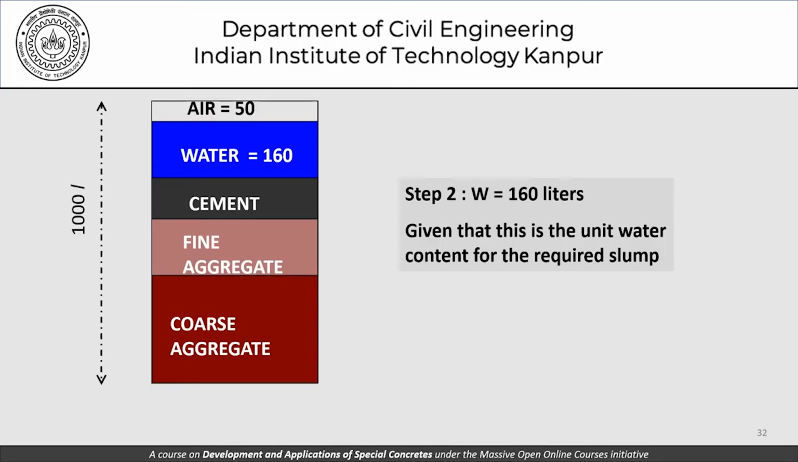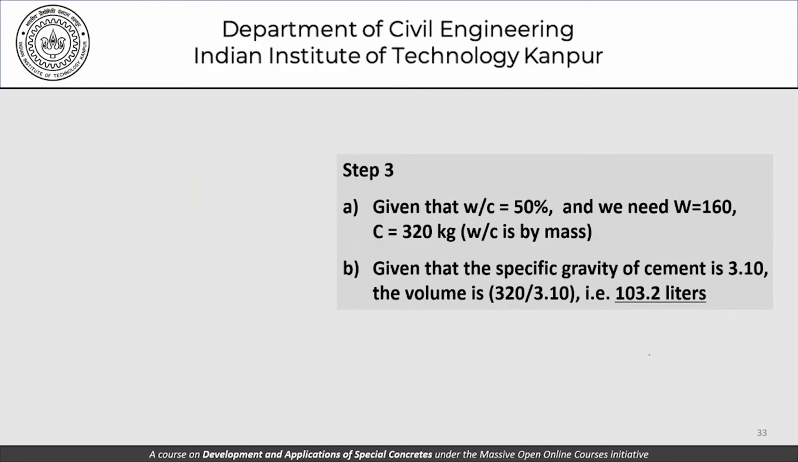Remember all the time that we are trying to fill up 1000 liters of this pitcher. We already fixed 50 liters for air, 160 liters for water. Coming to the cement content, we have to go through the water cement ratio route, and given that we need 160 kgs of water and our water cement ratio requirement is 50%, we get 320 kgs of cement, given the fact that water cement ratio is always given by mass.